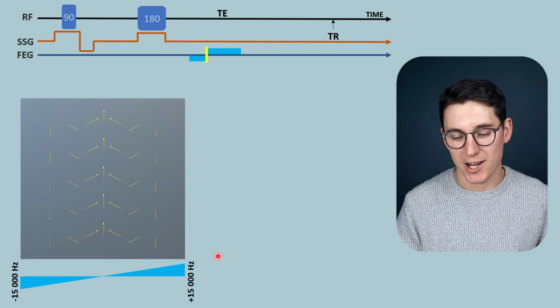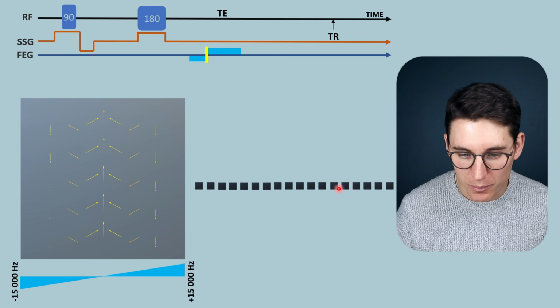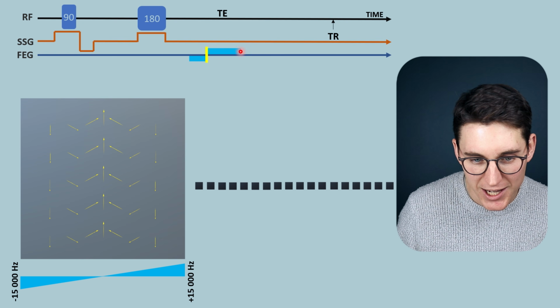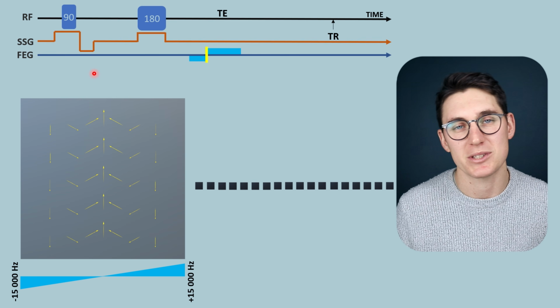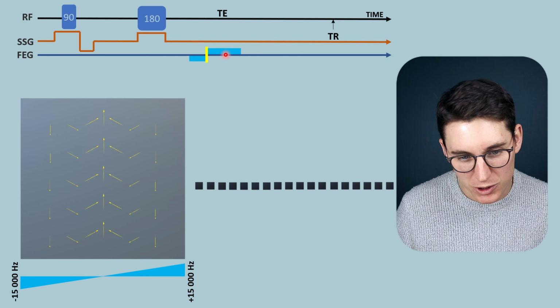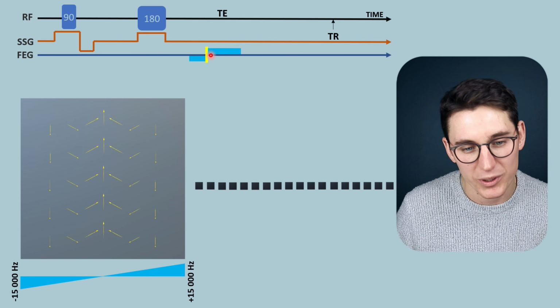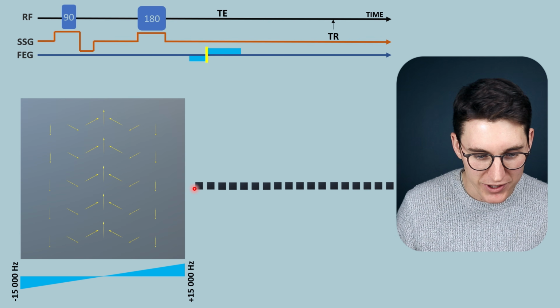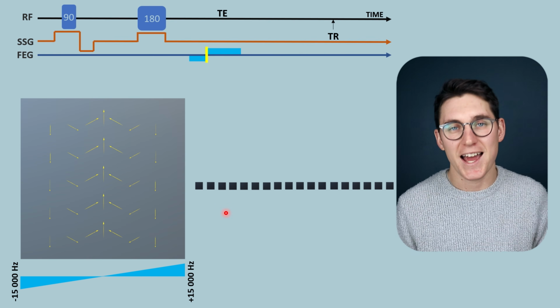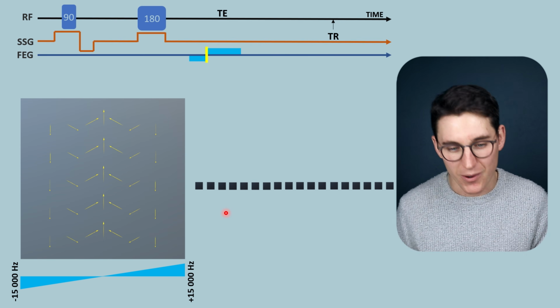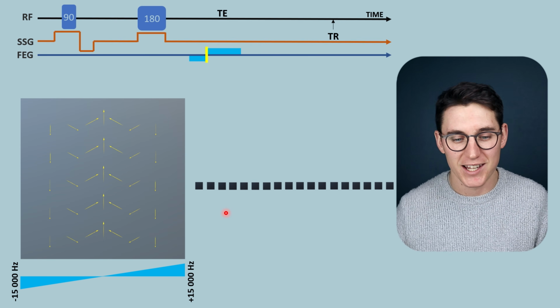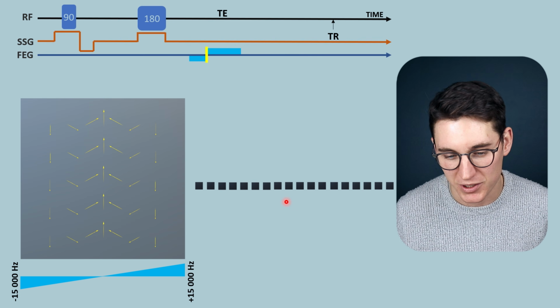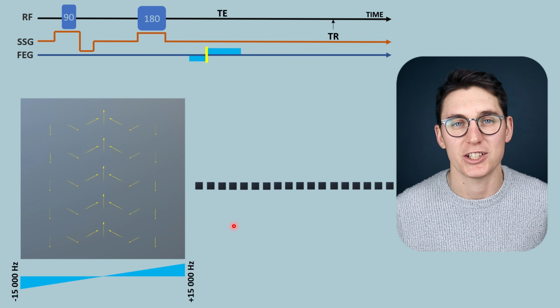We can use that bandwidth then to determine the sampling time, the amount of time we need to sample during this frequency encoding gradient. The bandwidth will allow us to determine how long we need to apply this frequency encoding gradient. Now, how is that the case? Well, think of each one of these squares as a data acquisition point. Now, I haven't done 256 data acquisition points because I can't fit them in here. This is just a visual representation.